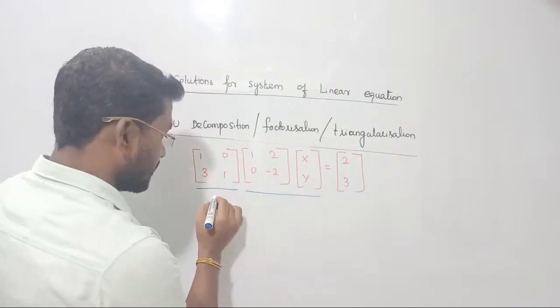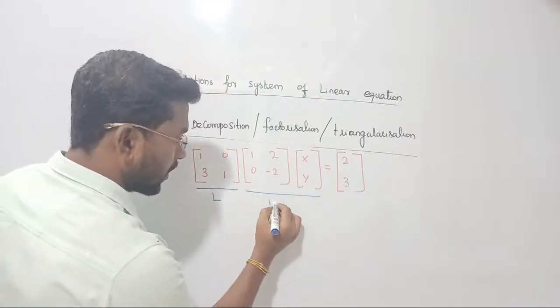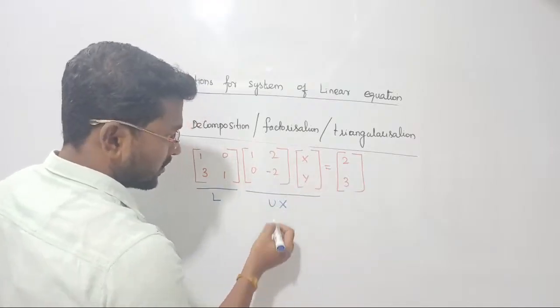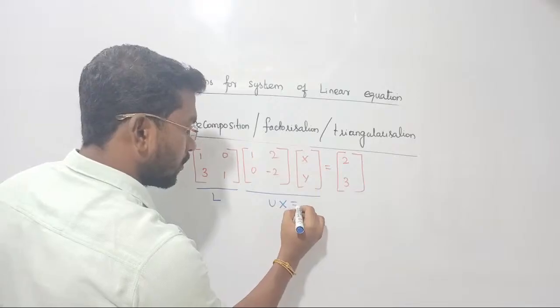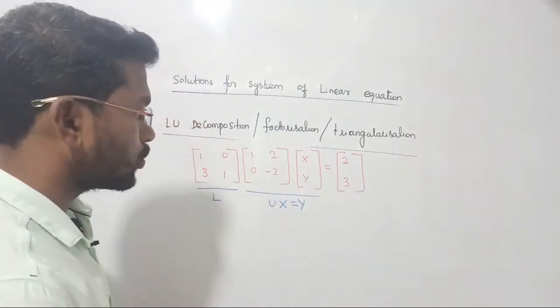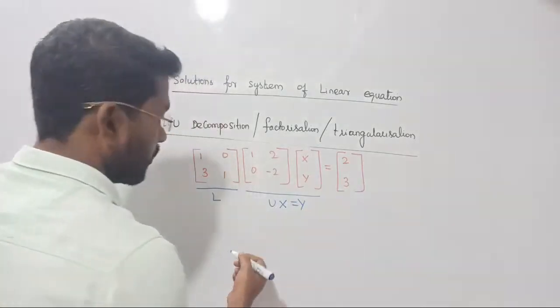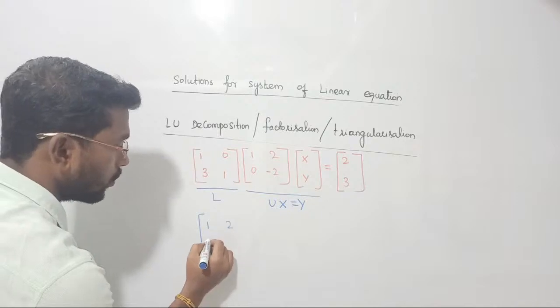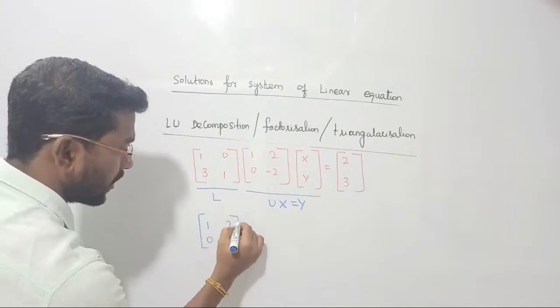This is lower triangular, right? This is upper triangular and this is our vector variable. Let me call it u into x. I am just equating this variable to y. Let's see what happened. Now what is the value of u here? The upper triangular matrix value is [1 2; 0 -2], exactly, right?